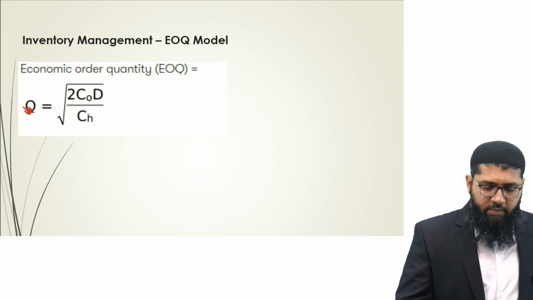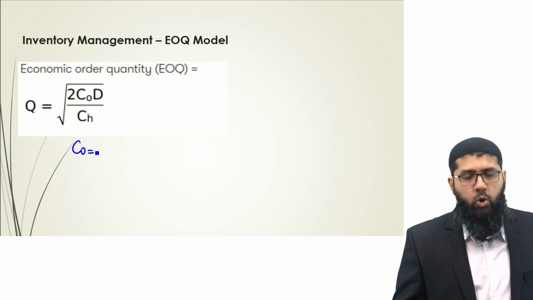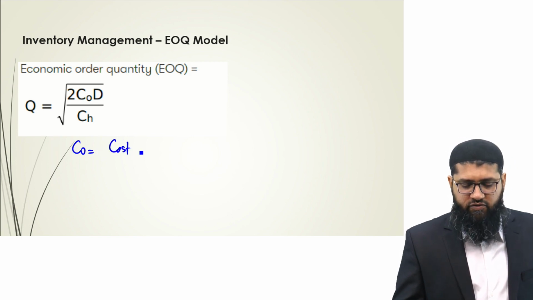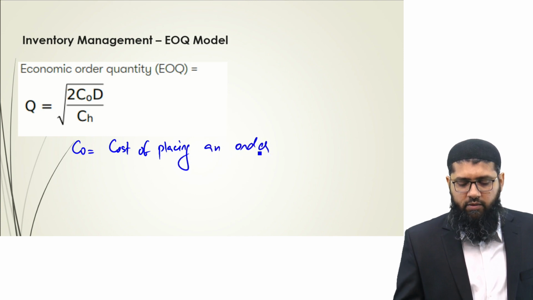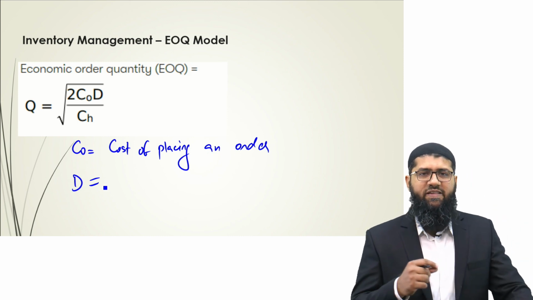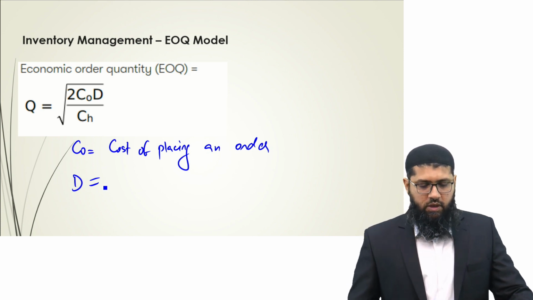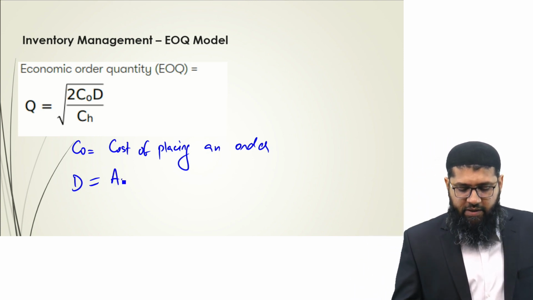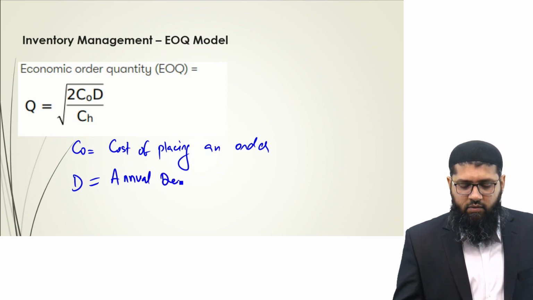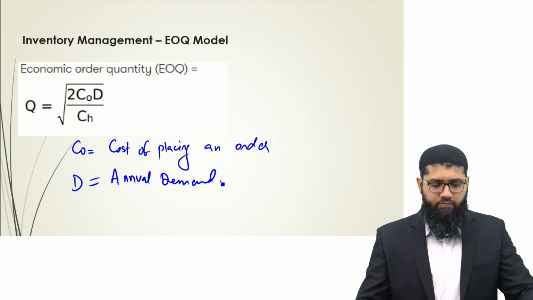When I talk about the economic order quantity, the components of the formula are, first, CO, which is the cost of placing an order. The cost of placing a single order is considered the cost of ordering. Then you have D, which is your annual demand.